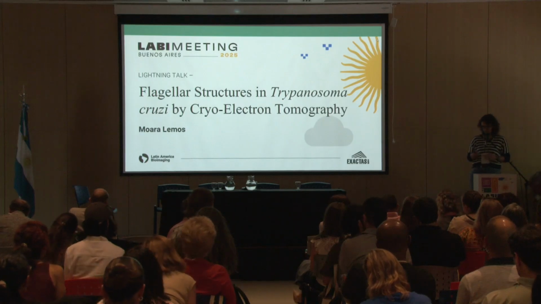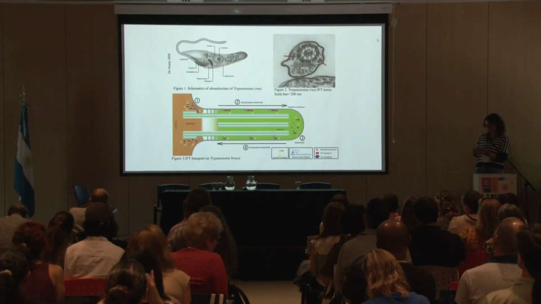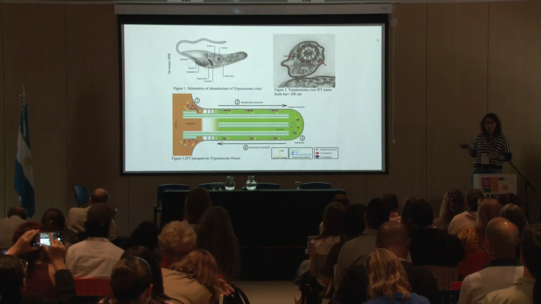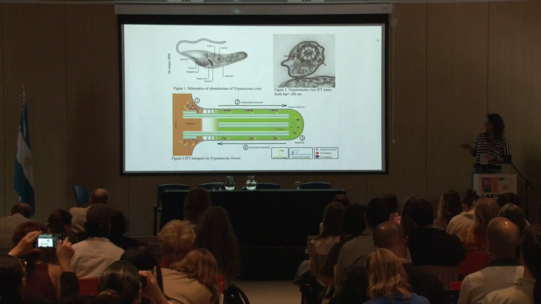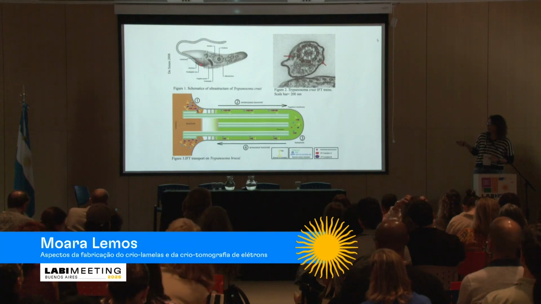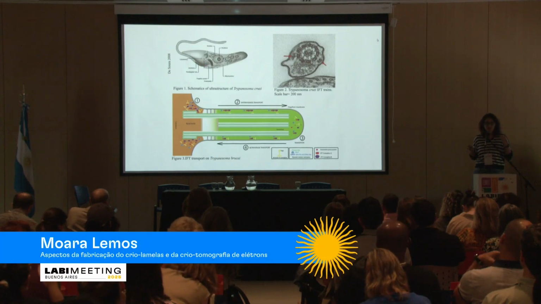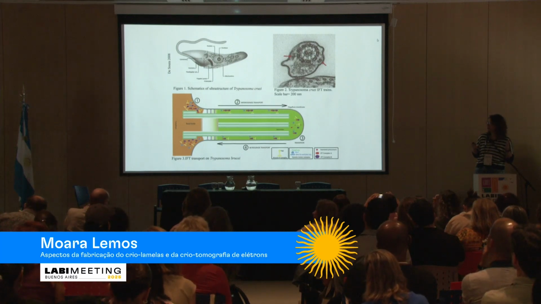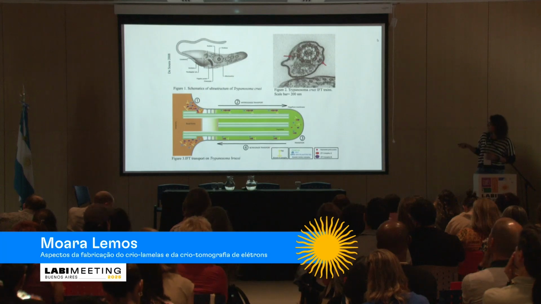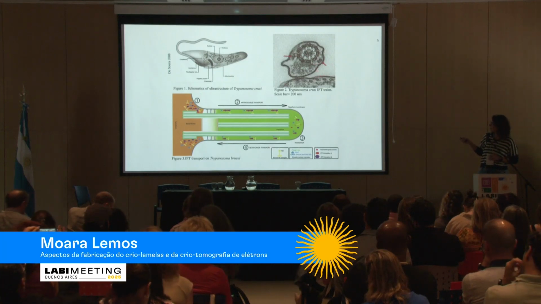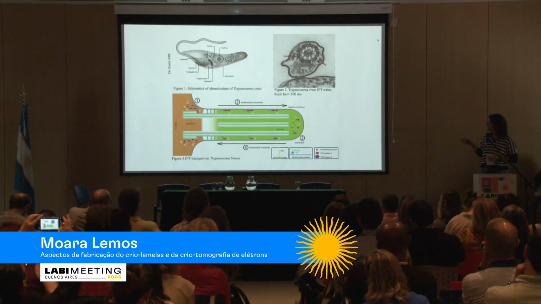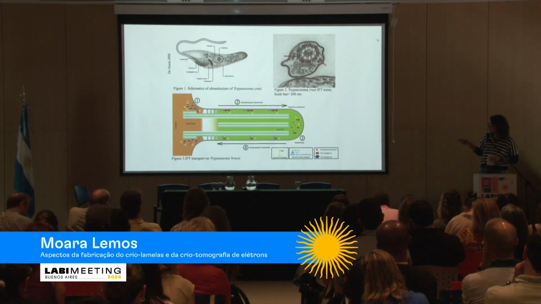So, Trypanosoma cruzi is the etiological agent of Chagas disease, a disease that affects more than 7 million people, mainly in Latin America. This protozoan parasite possesses a single flagellum, which is persistent along the cell cycle and has an impact on cell motility and cell morphogenesis. The flagellum is a complex structure formed by the axoneme, which is composed of 9 microtubule doublets and the central pair, and by an extra-axonemal structure named the paraflagellar rod.